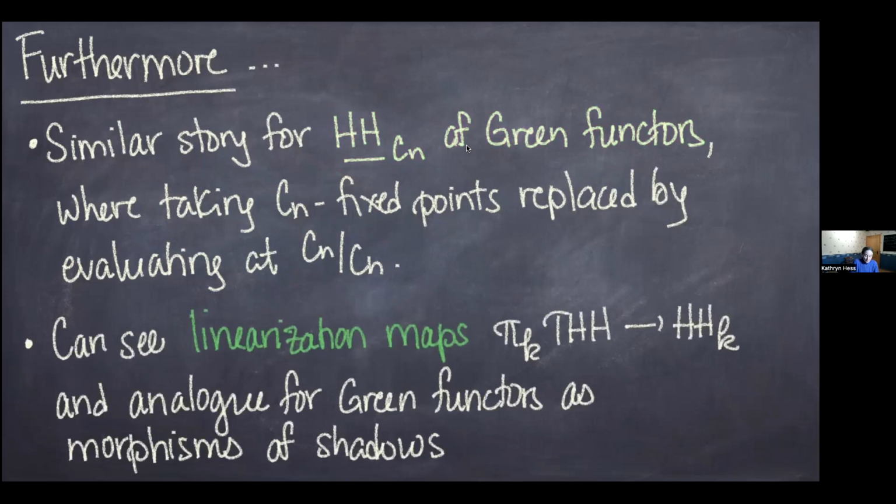Moreover, another thing that we show is that there are these linearization maps that you can get by taking the homotopy groups of PHH to the Hochschild homology. And there's an analog of that for green functors as well. And these linearization maps are really morphisms of shadows. So there's a notion of what it means for something to be a morphism of shadows, and that gives you a nice way of comparing these different theories.